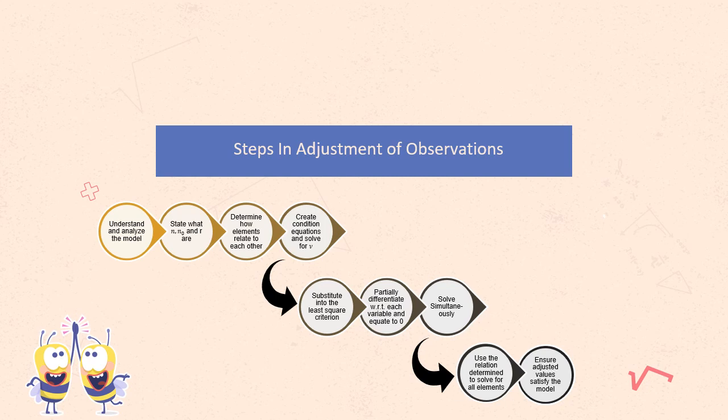Use the relation determined to solve for all elements. The relation determined from step 3. Step 9. Ensure adjusted values satisfy the model. Simply, looking at the example presented before, alpha 1 hat plus alpha 2 hat plus alpha 3 hat should equate to 360 degrees. Similarly, alpha 3 hat plus alpha 4 hat should also equate to 360 degrees.